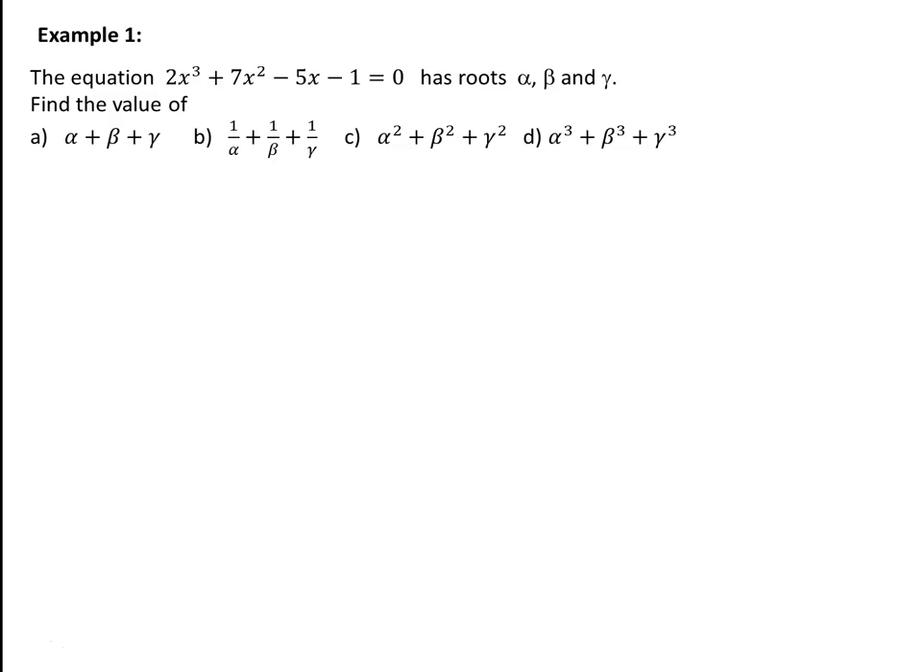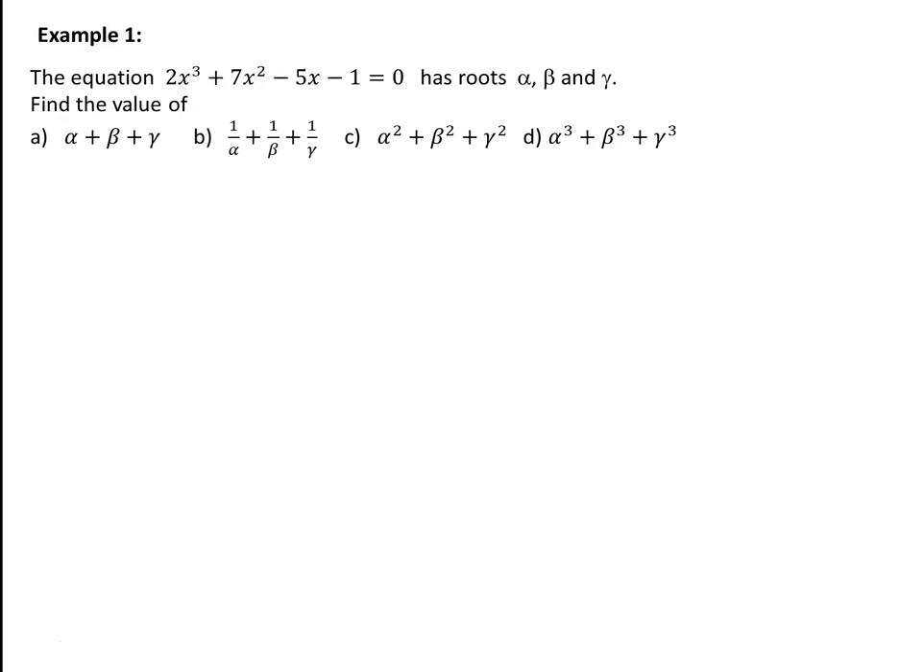So in our first example, we've got the equation 2x cubed plus 7x squared minus 5x minus 1 equals 0, which has got roots alpha, beta and gamma. And we're being asked to find the value of alpha plus beta plus gamma, 1 over alpha plus 1 over beta plus 1 over gamma, alpha squared plus beta squared plus gamma squared, and finally alpha cubed plus beta cubed plus gamma cubed.